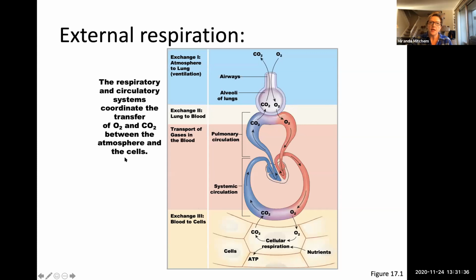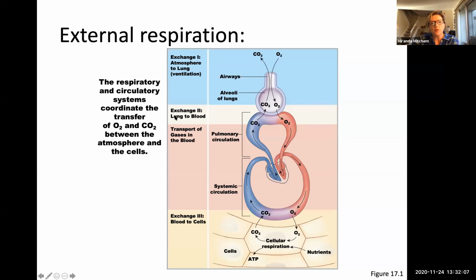So let's see that here. So we've got the incoming of molecular oxygen. This is exchange level 1, which is between the atmosphere and the lungs. And we're specifically talking about the alveoli of the lungs. These are the small airways where respiratory gas exchange occurs, so equivalent to the capillaries in the cardiovascular system.